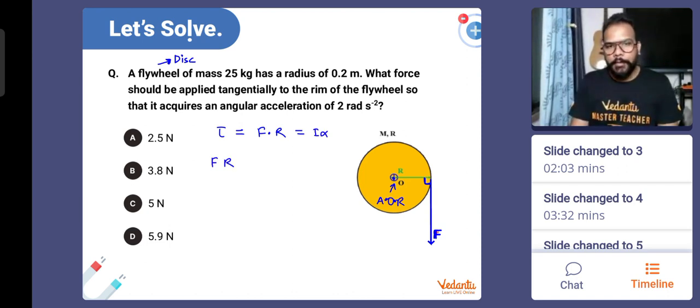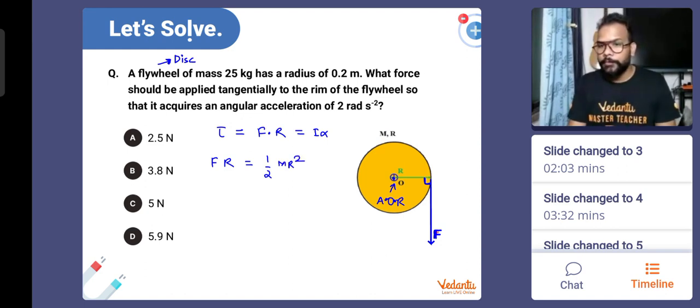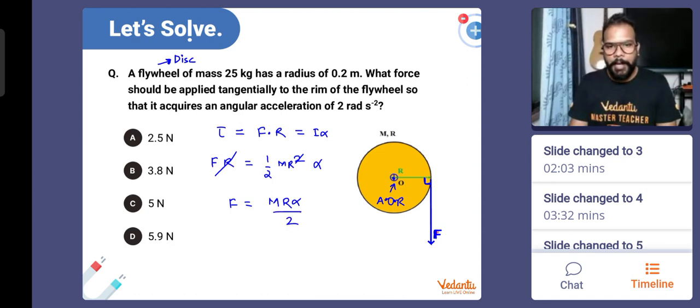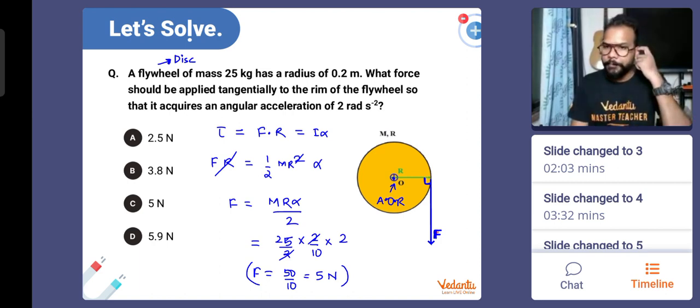Good enough. This is a disc whose moment of inertia is half m r square, you remember by now, right? Into alpha. So you see R and R got cancelled. Force comes out to be m r alpha by 2. Just solve this. Mass of the body is 25 kg. R value is 2 by 10. Value of alpha is 2 divided by 2. So 2 cancelled. 50 by 10 comes out to be 5 Newton. That's our answer. Simple.